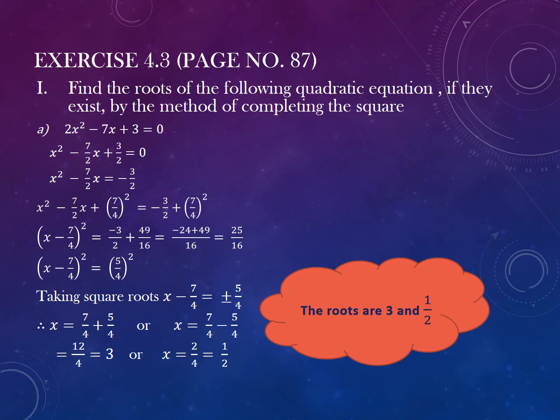That means x is equal to 7 by 4 plus 5 by 4, which is equal to 12 by 4 equal to 3, or x is equal to 7 by 4 minus 5 by 4, which is equal to 2 by 4, and reducing it becomes 1 by 2. Therefore, the roots of the quadratic equation are 3 and 1 by 2.